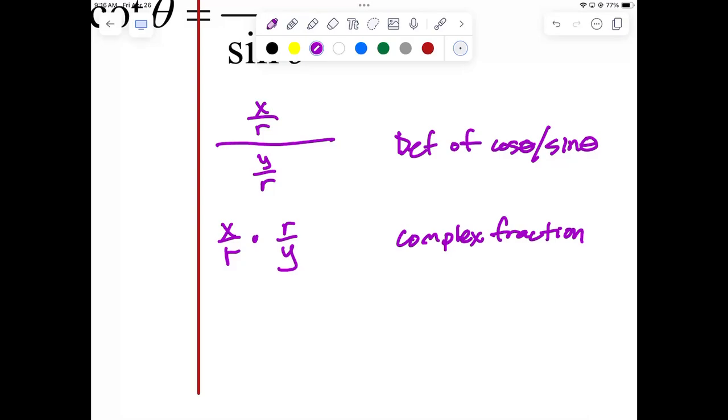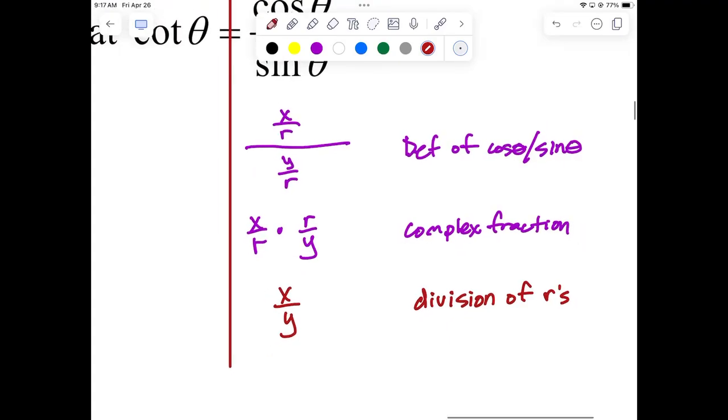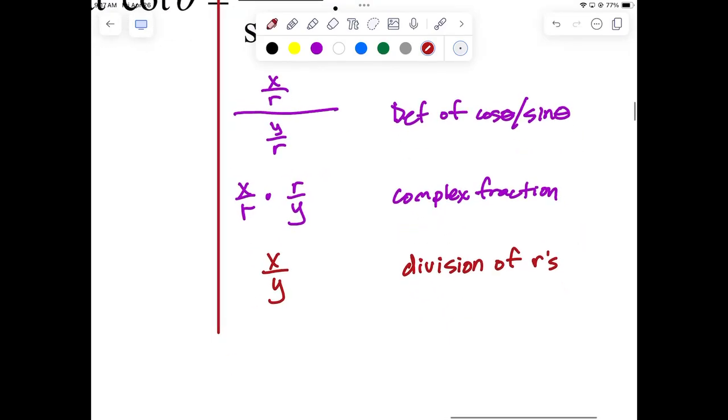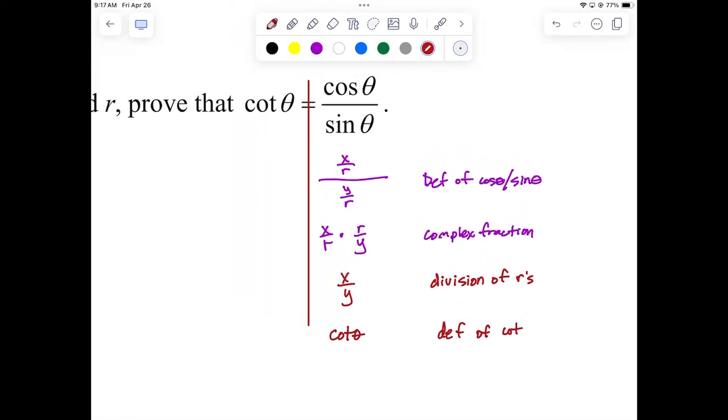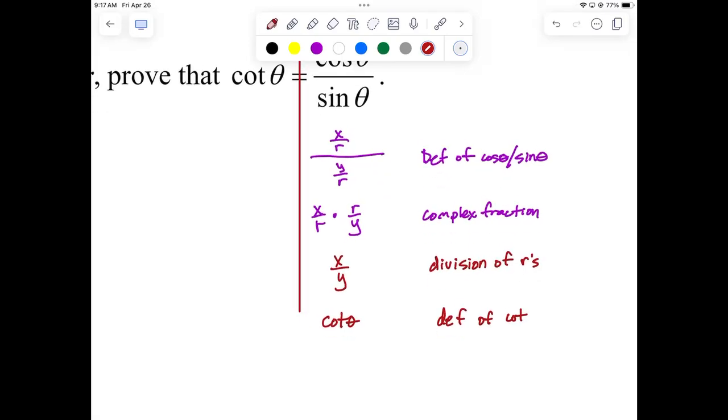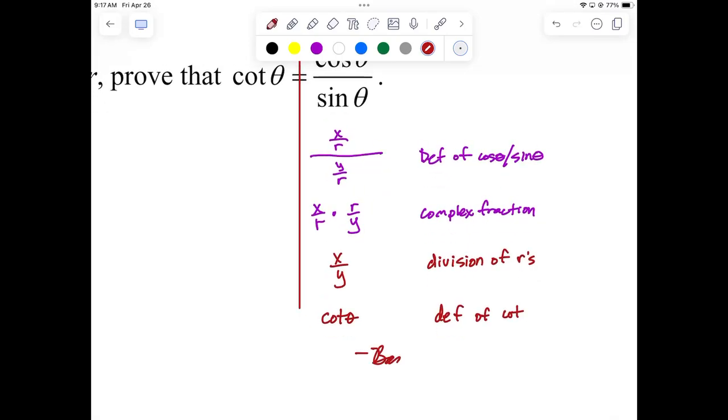Now we look to do some algebra. Is there anything happening here algebraically? The r's divide out. So I'm left with x over y, and we'll just say division. Division of r's. They divide out. And I'm left with x over y. Is x over y a known trig function? It's which one? Cotangent of theta. So the reason would be definition of cotangent. Now look at the left side and the right side. Are they the same? They're the same. So now we sign off with QED or something else of our choosing.